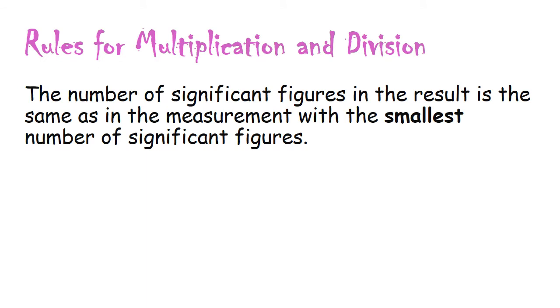There are two main sets of rules for calculating significant figures. The first set of rules deals with multiplication and division. So the rule is, the number of significant figures in the result is the same as the measurement with the smallest number of significant figures. Yeah, that's as clear as mud, right? We'll take a look at this first problem.